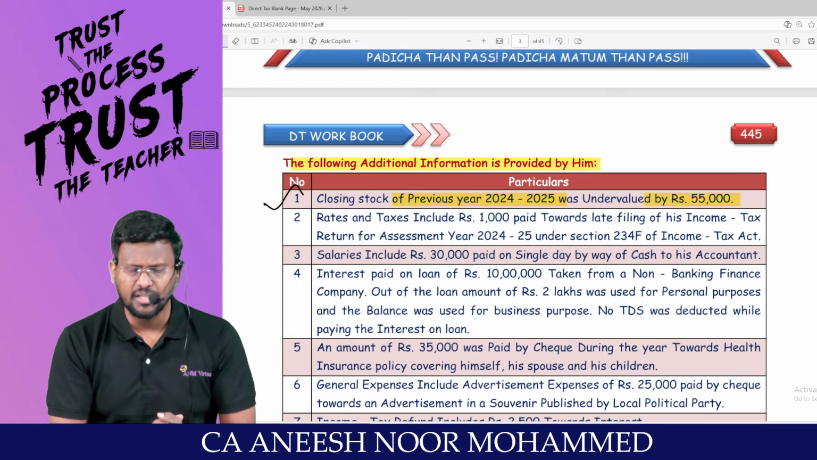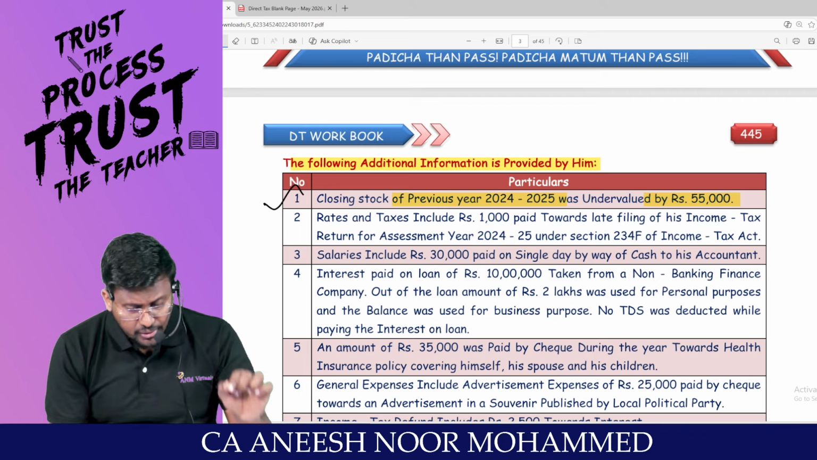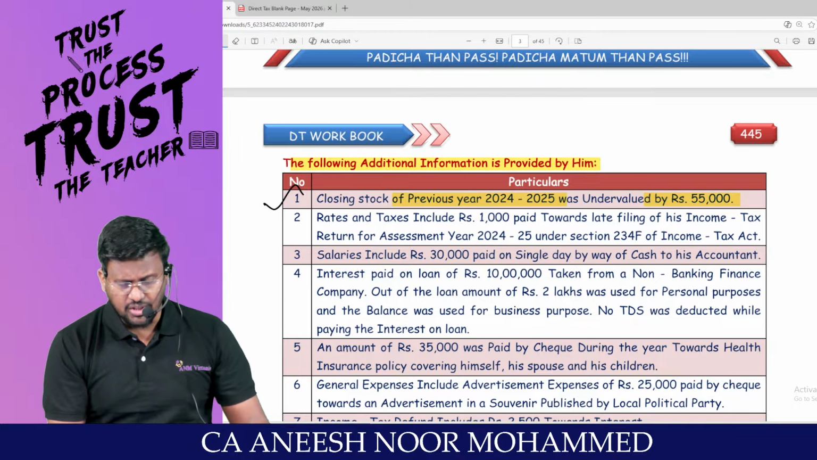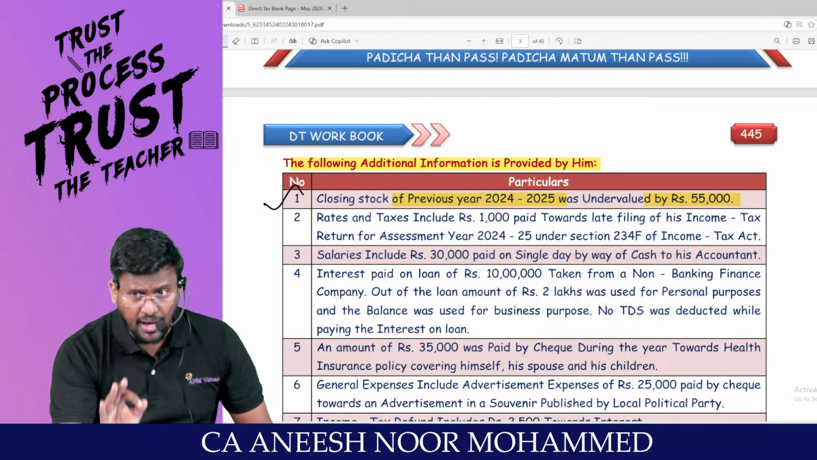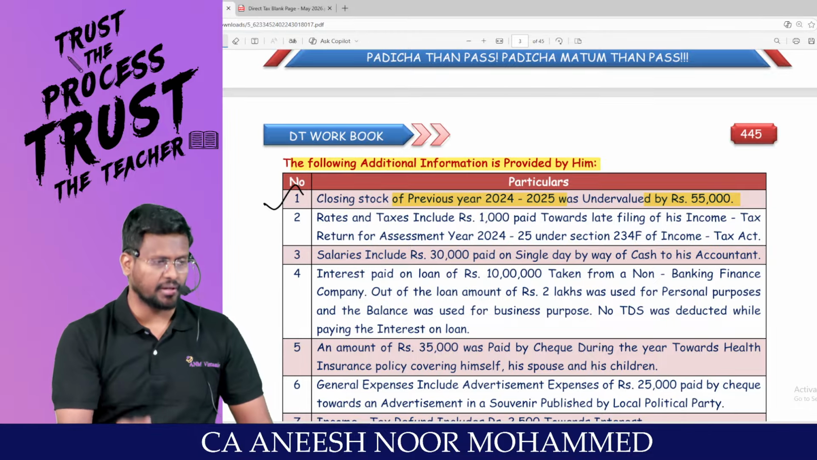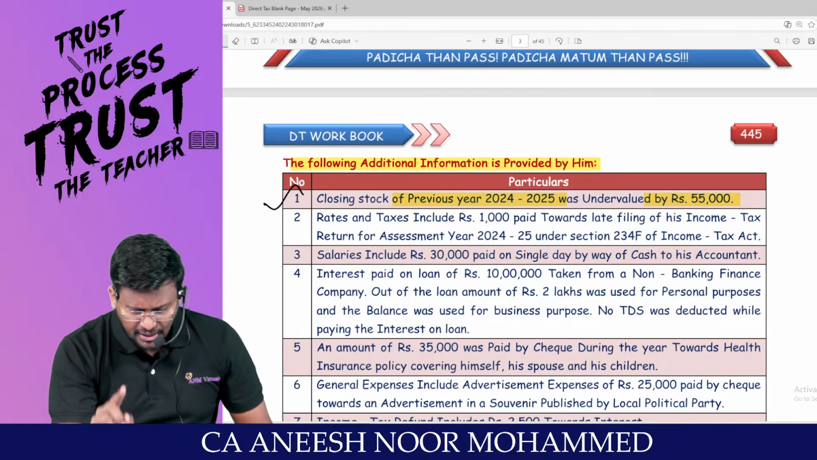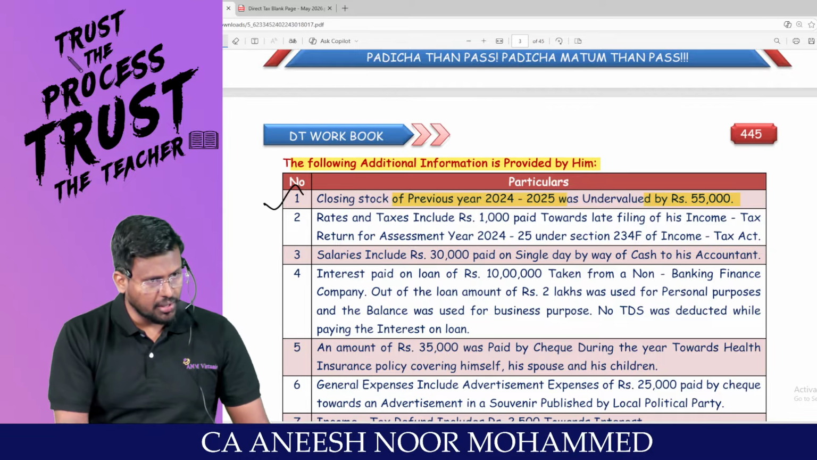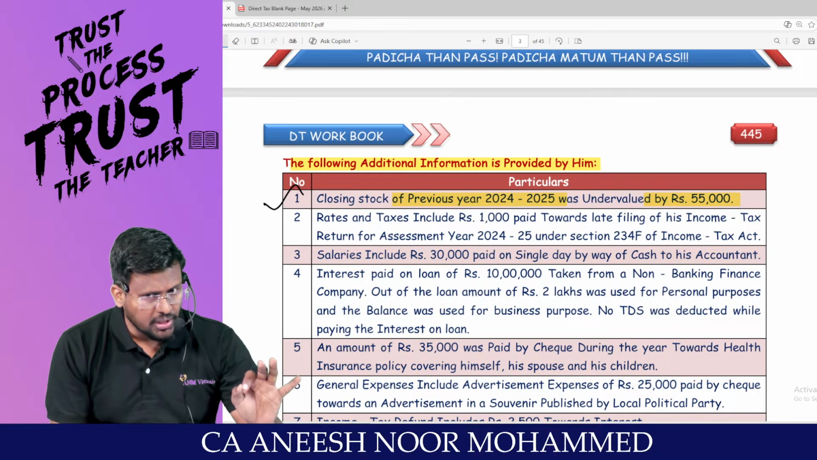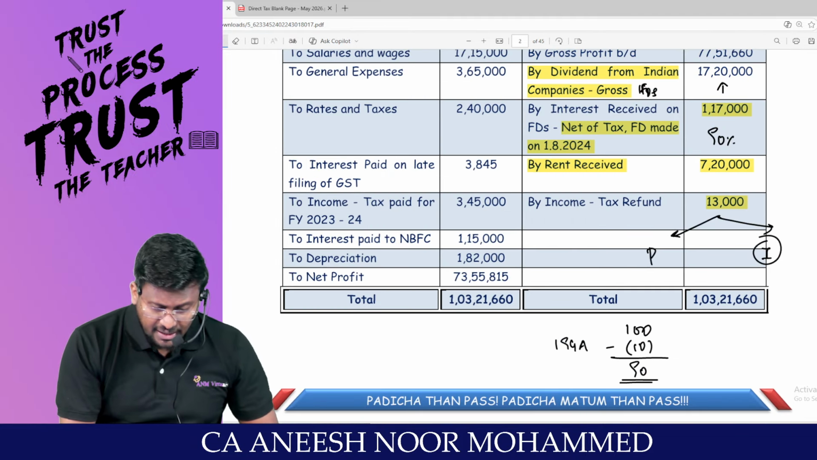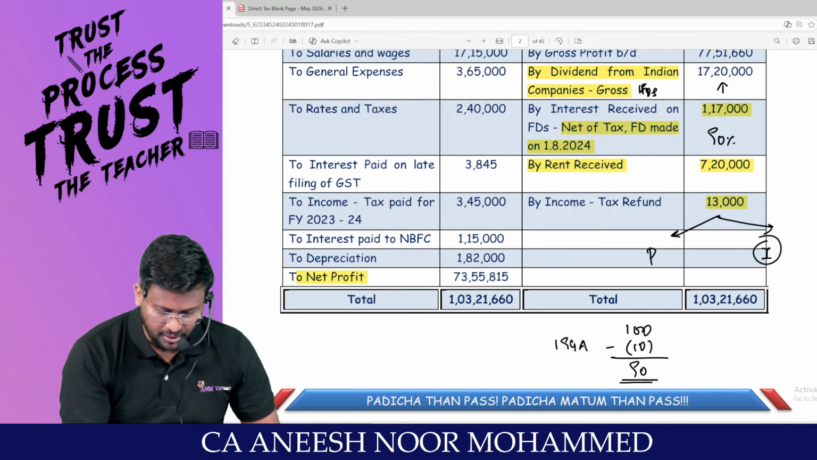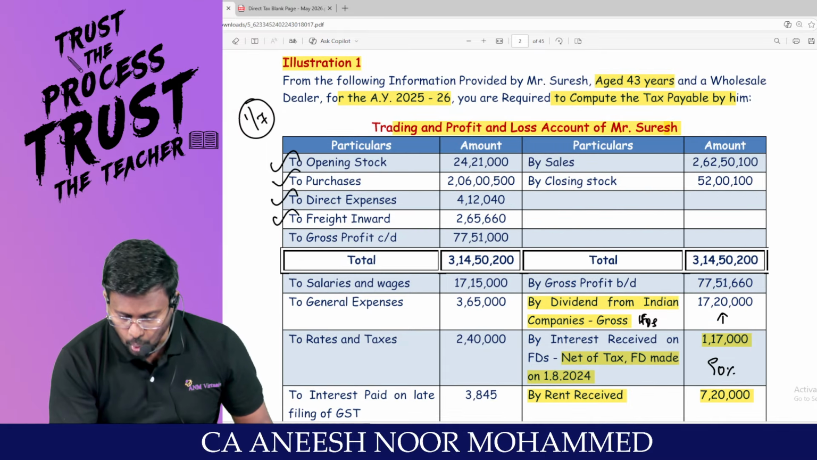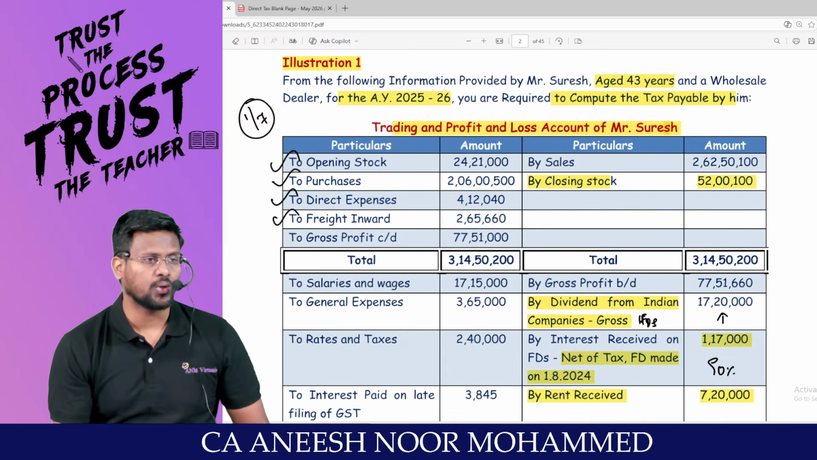Stock adjustment in the sense means here the closing stock is undervalued. If closing stock has been correctly valued, the gross profit would have increased. If gross profit increases, net profit would have increased, my dear lovable students. That means that 55,000 rupees should be directly added to the what profit? Net profit. That is what we are supposed to do. Because this closing stock is undervalued.